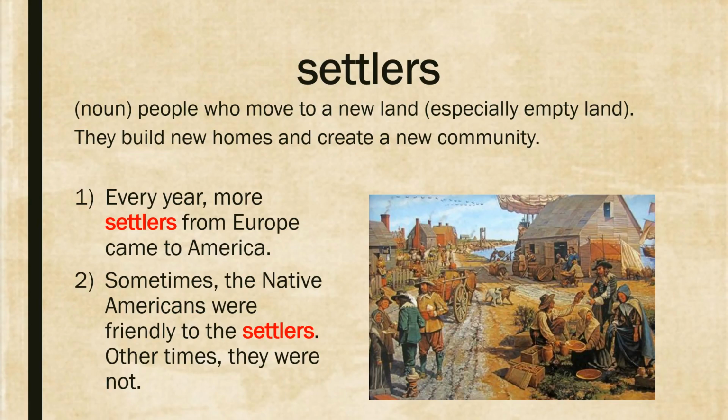There's a couple of examples here. For example, every year more settlers came from Europe to America. Or if you want to look at another example, sometimes the Native Americans were friendly to the settlers. Other times they were not. So that's the word settlers. In the video, when you hear the word settlers, that's referring to the European people.